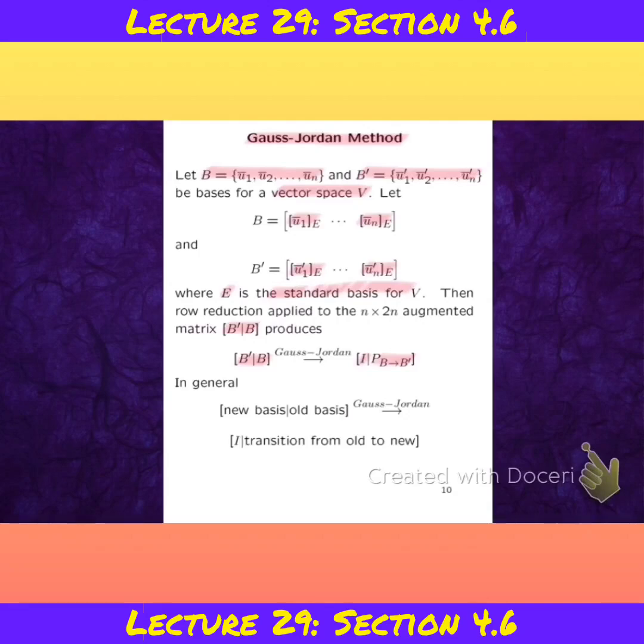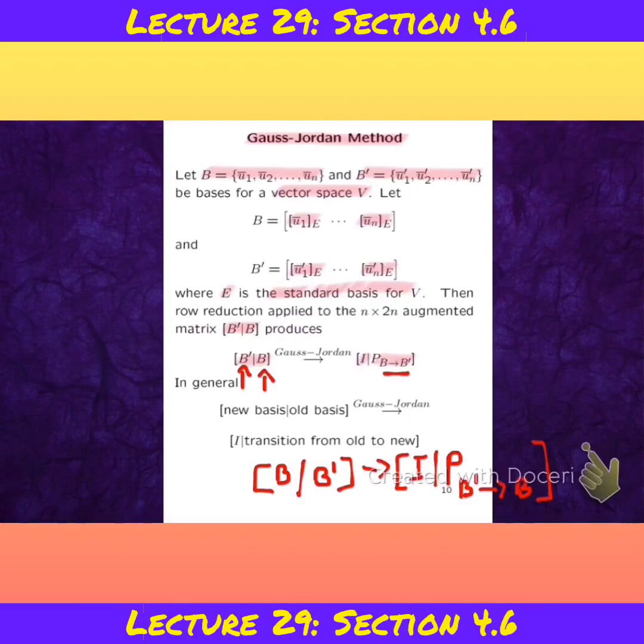You see, we go from B to B prime there, and we place B there, and we place B prime there. All right, so if you were to turn it around, B to B prime, okay, then you would reduce that to the identity matrix. Whatever you get on the left will be the transition matrix from B prime to B. Okay, so the order is very important in this case.